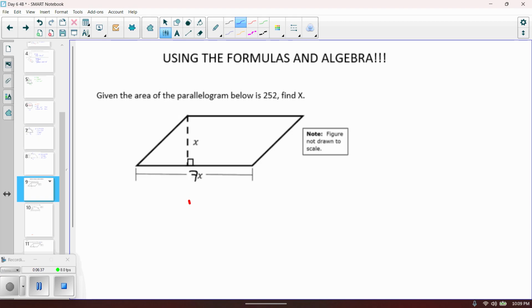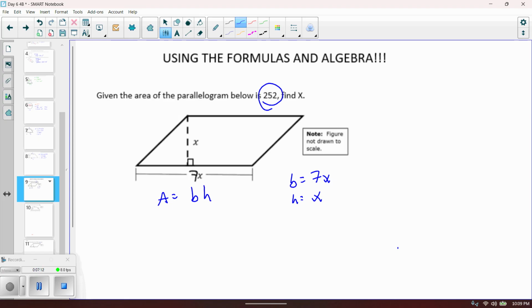The area of a parallelogram is simply the base times the height. But they give us some different information here. They actually tell us what the area is. They tell us the area is 252. What they want us to find is the value of x. Well, it looks like the base here is 7x. It looks like our height, because that goes straight up and down, is x. And the area, we already said, is 252.